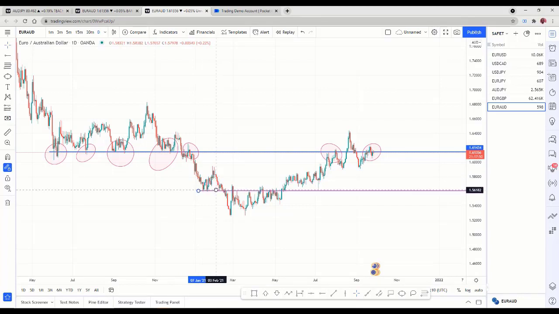Like you come here and put it here: it touched it here, bounced off, touched it here, bounced off, broke it here, came back, retested it, came down, retested it, bounced off, retested it. This is what we are looking for. I hope you are getting it. Look at it. These are past levels, all these past.